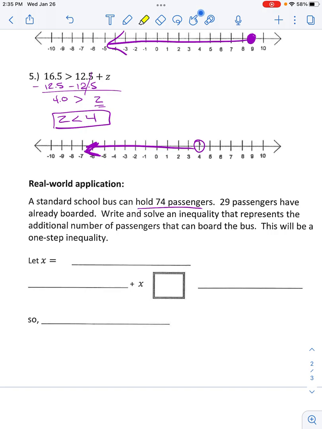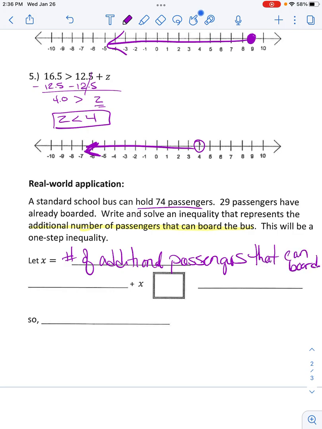So whenever it says let x equal, whatever the question that we're solving, that's our x, that's our variable, that's what we're solving for. So the problem we're trying to figure out is how many additional passengers can board the bus. So we're going to say let x equal number of additional passengers that can board. That's what x equals at the end of our problem. The number of additional passengers that can get on the bus.